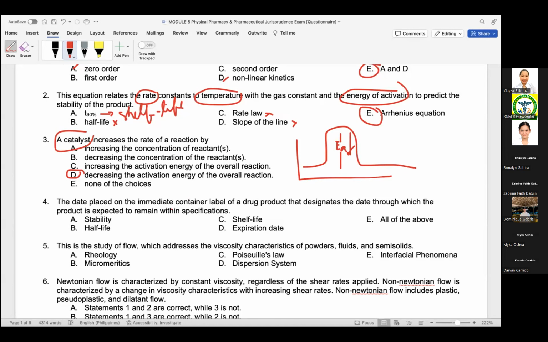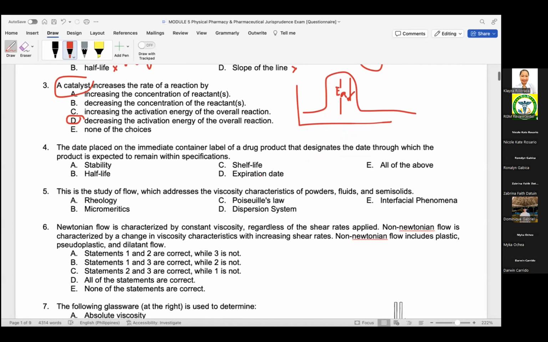Okay, number 4. The date placed on the immediate container label of a drug product that designates the date through which the product is expected to remain within specifications. A, stability, B, half-life, C, shelf life, D, expiration date, or E, all of the above. So half-life is incorrect kasi ito yung kailan magiging 50% na lang yung concentration drug. So hindi siya nagmamatter actually kapag drug degradation ang pinag-uusapan natin. It only matters if the drug is ingested.